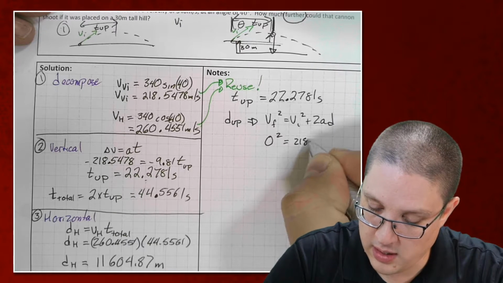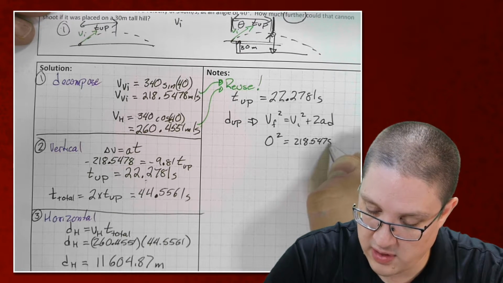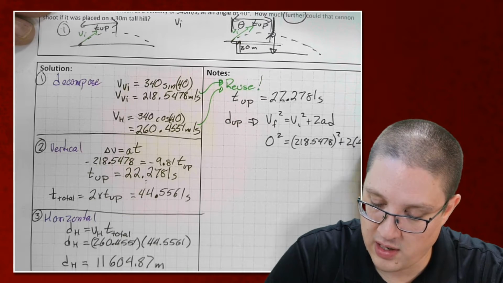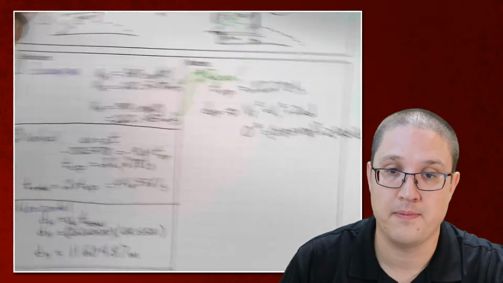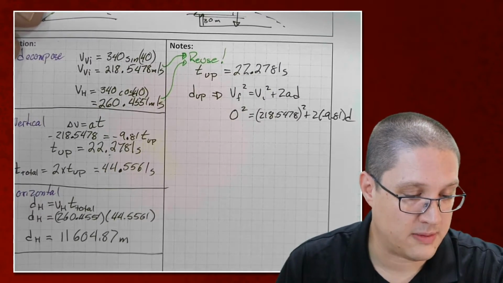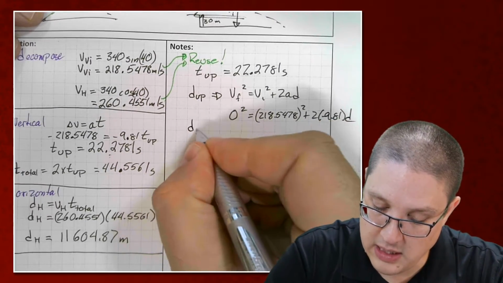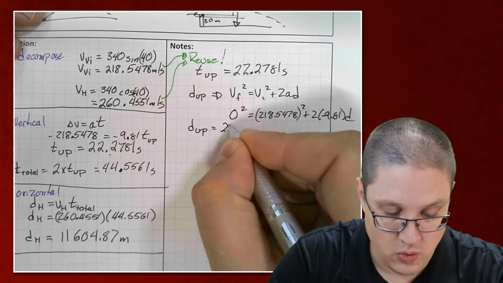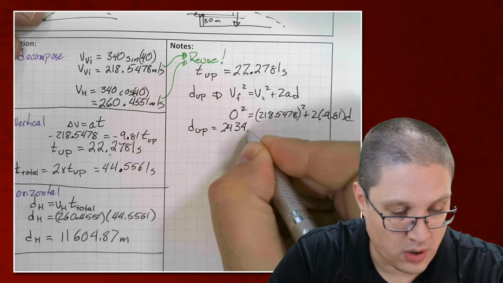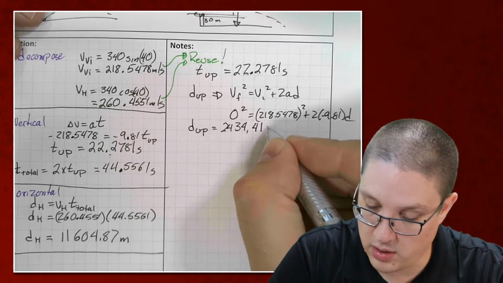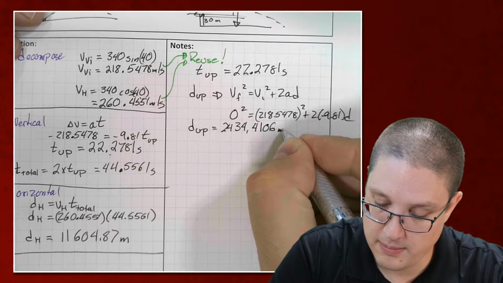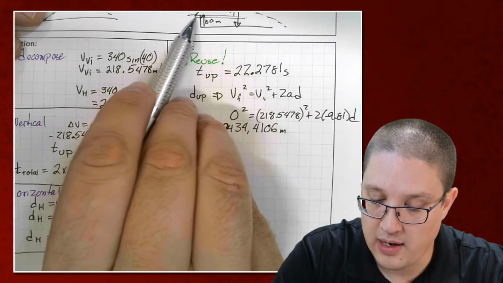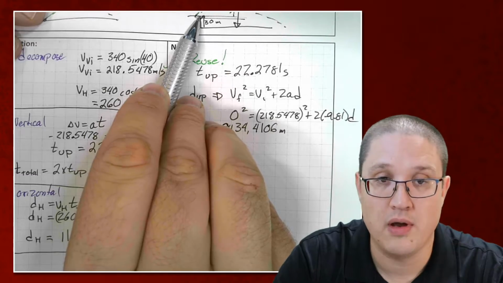This is 218.5478 plus 2 times negative 9.81 times D. There we go, I'm running out of space. So my D up is, solving all that out, I get 2434.4106 meters. So that's how high I went above my initial launch.